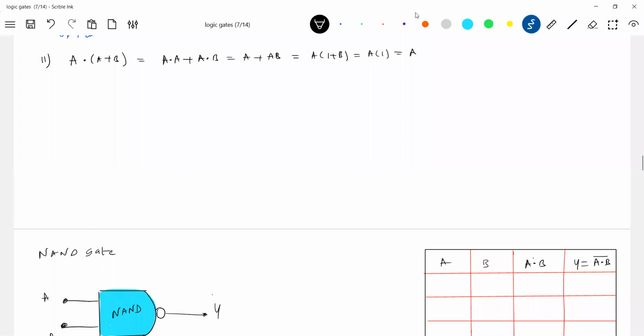How to construct this? I'll show you if you want to verify it. This is A, this is B. Then A dot the output of this. You verify for any combination of input. I say this is AND gate, this is OR gate. You verify it. You will get the output depends on A only. That's the meaning of this one.